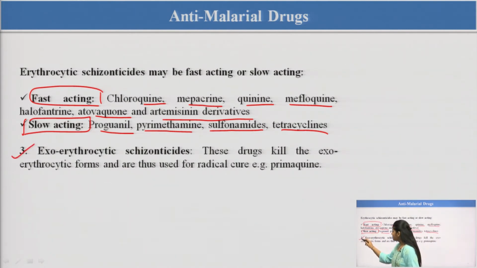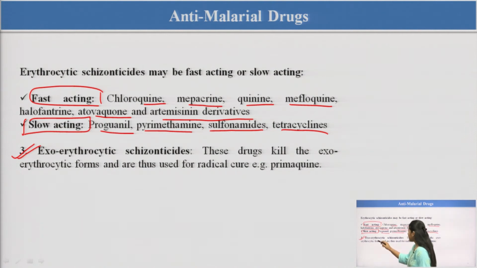The third stage is the exoerythrocytic schizonticide stage. What is going on in this exoerythrocytic stage? These schizonts are in the dormant phase. They will stay in the liver, in that area, for a very long time. Whenever the immunity is low or conditions favor reviving the infection, at that time the patient will show the symptoms of malaria.